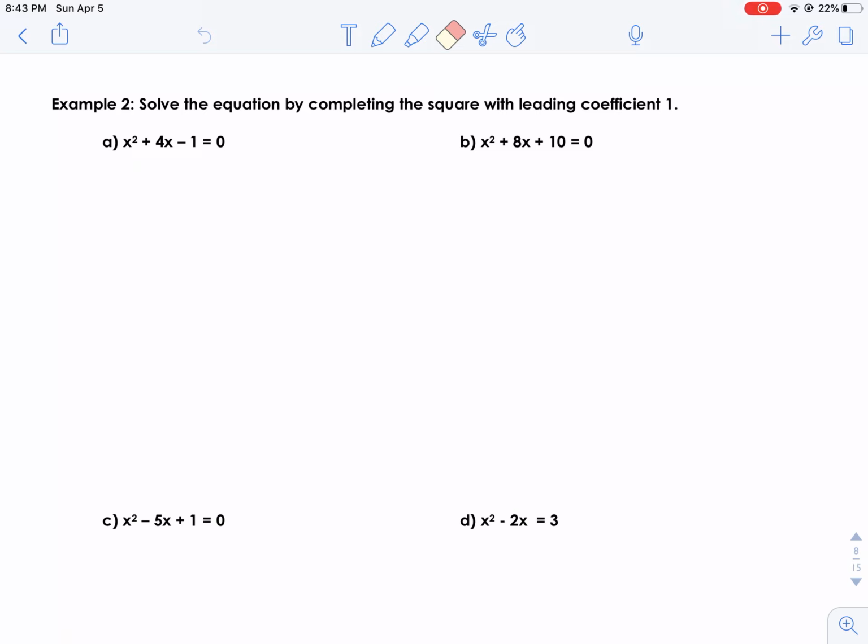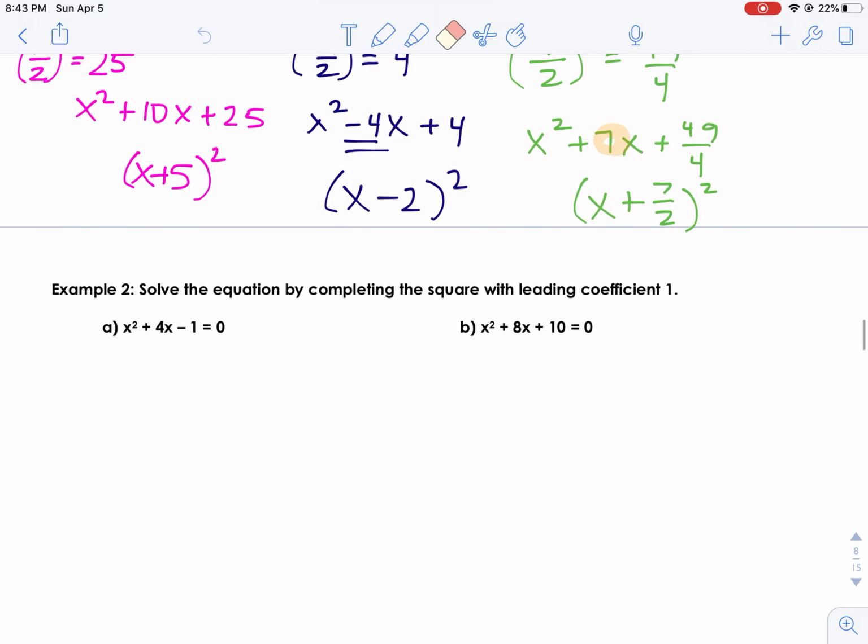In this lesson, we're going to be continuing 9.4, which is solving equations by completing the square. Grading your homework this weekend, you guys did a great job, so you're off to a good start with this skill.